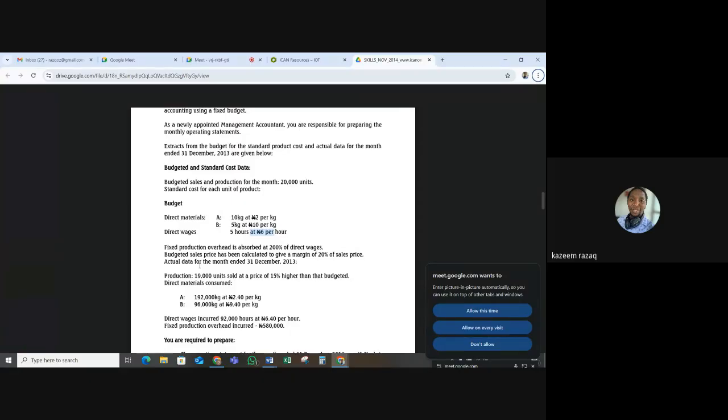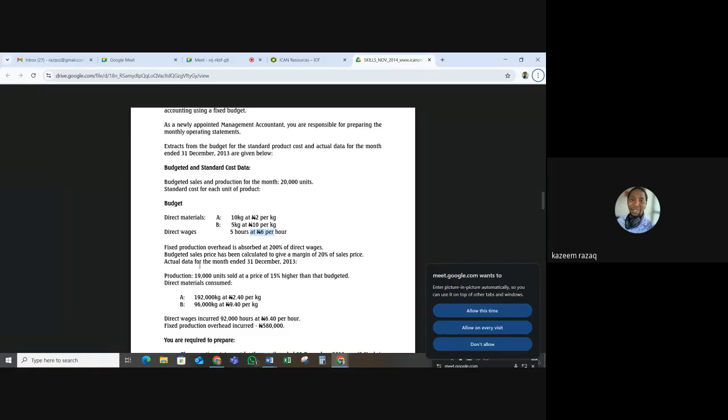So now let's look at it. What's our standard price times standard quantity? What's the standard price of our sales? Budgeted sales and production is 20,000 units. Let's leave that one. Now, actual sales: 19,000 units was sold at a price 15% higher than the budgeted selling price. What's the budgeted selling price? We are not given the budgeted selling price, are we?